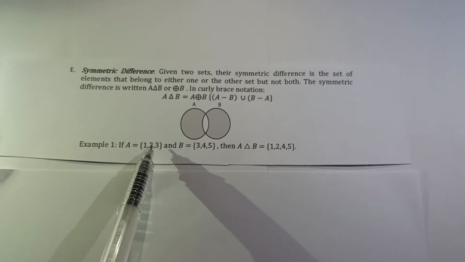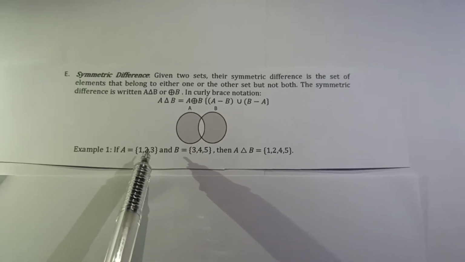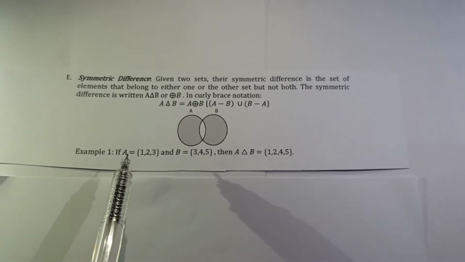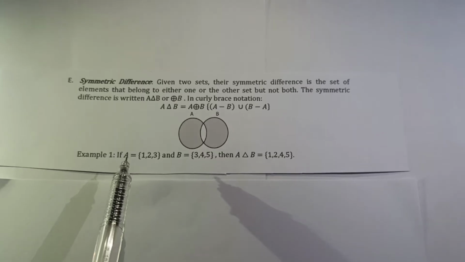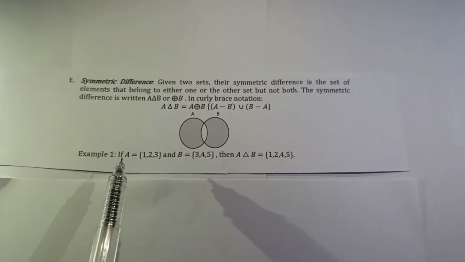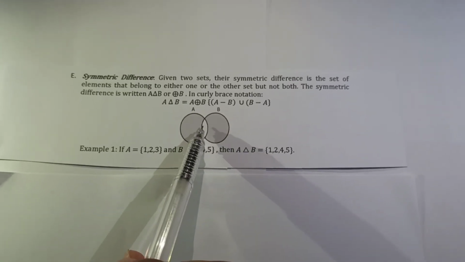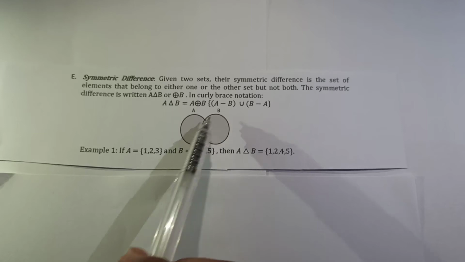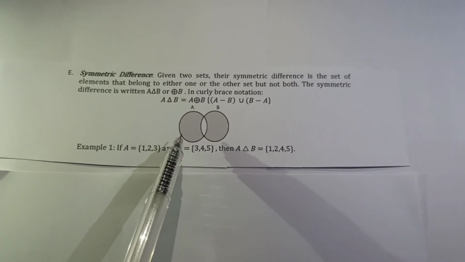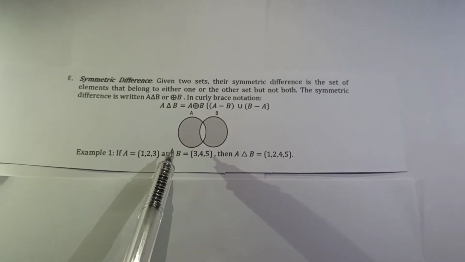So take note, in layman's terms, whatever we find in A and B, we will write, but we will not include those that are the same, or the intersection between A and B. So we will not write what is common between A and B. If something is common, you should not write it, because that is symmetric difference.